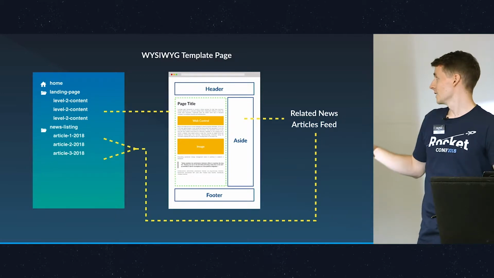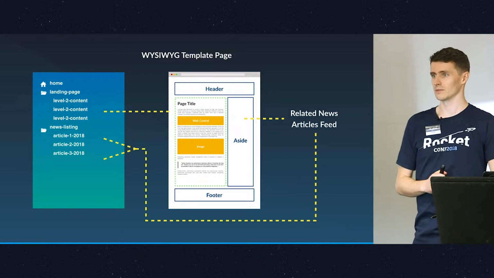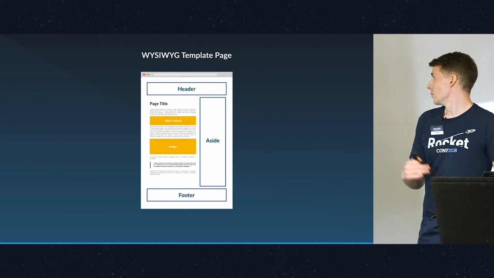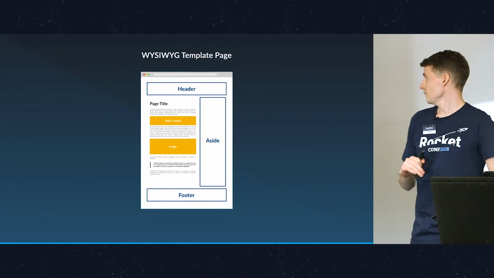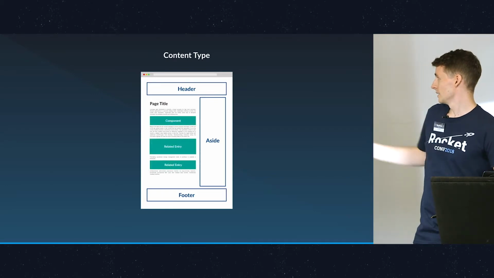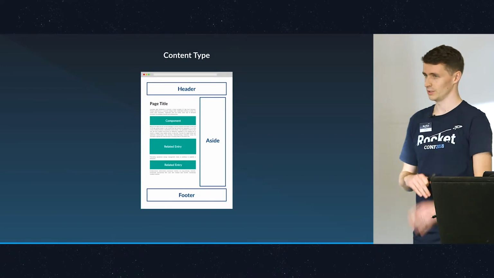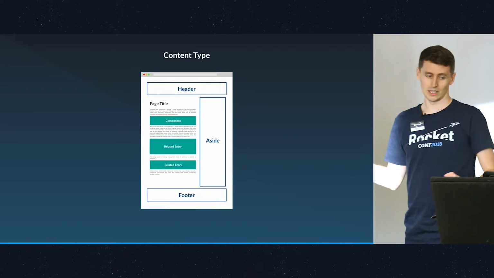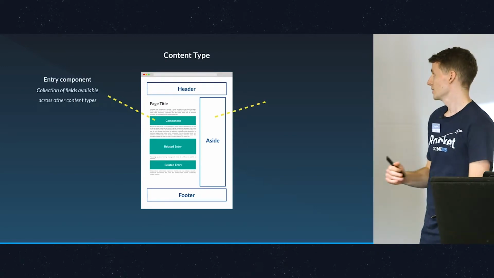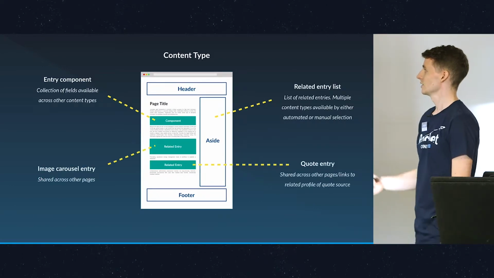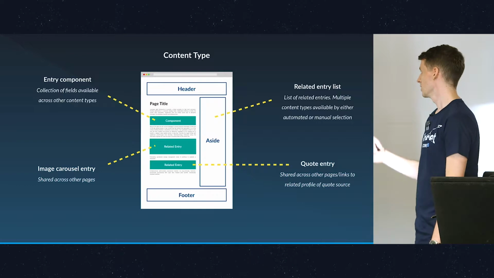So if I was to take that kind of page structure in regards to what content's needed and form that into a content type, these kind of elements might change into that. So the editor wouldn't actually see a page like that. It would be the structured content view. This is just to highlight. Actually, those elements could turn into different sections. So that could be an entry component. You could have a related list, entry list, image carousel entry, quote entry.